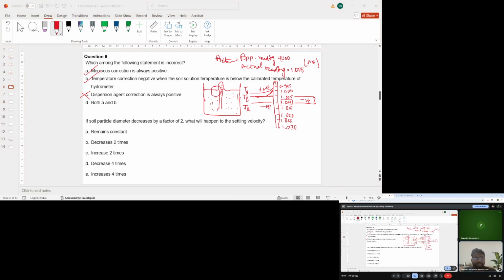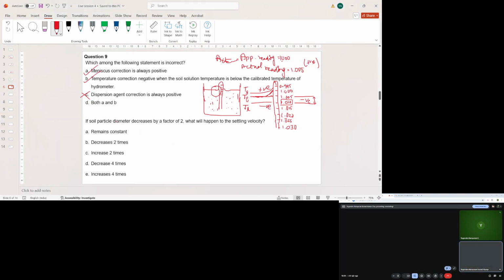Right. So coming back to this question, if soil particle diameter decreases by a factor of 2, what will happen to the settling velocity? So this is related to Stokes law, where the velocity is directly proportional to the square of the particle size. All right. So V1 by V2 is equal to D1 square by D2 square.